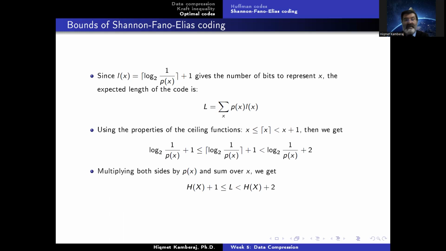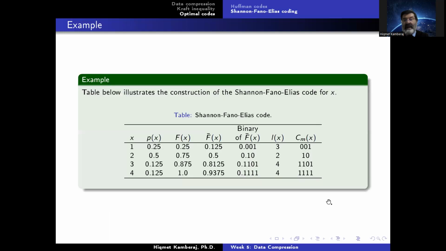So you could notice now that for the Shannon-Fano-Elias coding, there is an overhead on the lower bound of plus 1 and on the upper bound of plus 1, right? Because plus 1 gives you plus 2. And this is actually the drawback compared to the Huffman code. Huffman codes are more optimal, because the L is smaller compared to the Shannon-Fano-Elias coding. However, the Shannon-Fano-Elias coding is quite simple to understand and even to program. For example, this table illustrates it.